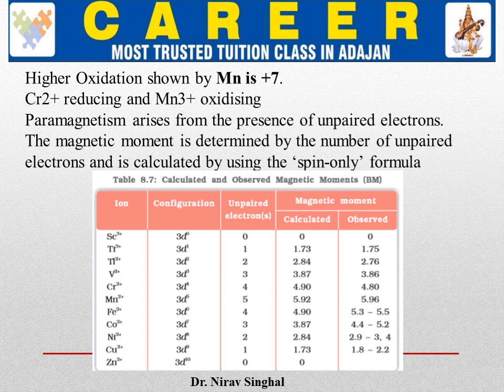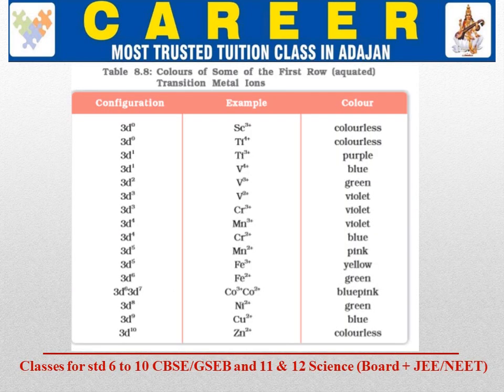so it's diamagnetic in nature, whereas 1 unpaired electron gives 1.73, 2 unpaired 2.84, 3 unpaired 3.87, 4 unpaired 4.90, and 5 unpaired, the highest possible, gives magnetic moment 5.92. There will be no magnetic moment higher than 5.92. To show magnetic moment, unpaired electrons are necessary.